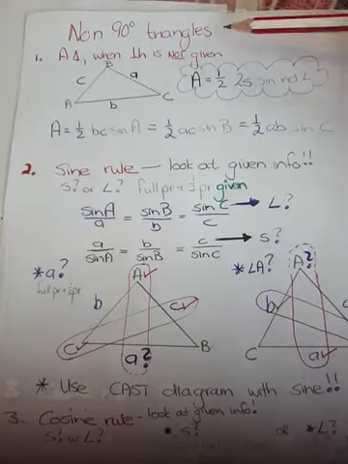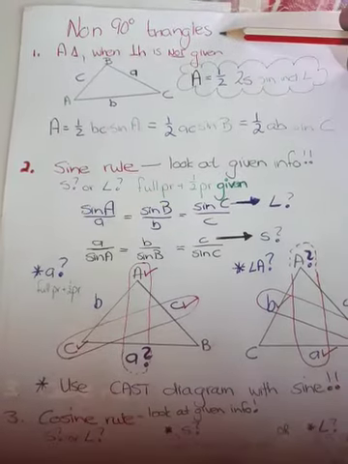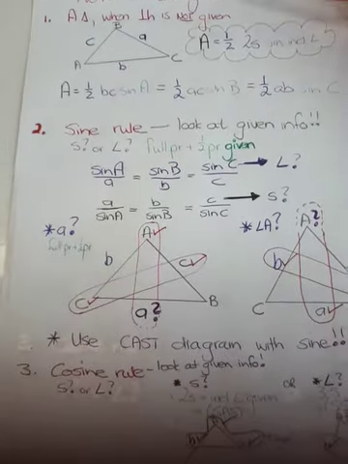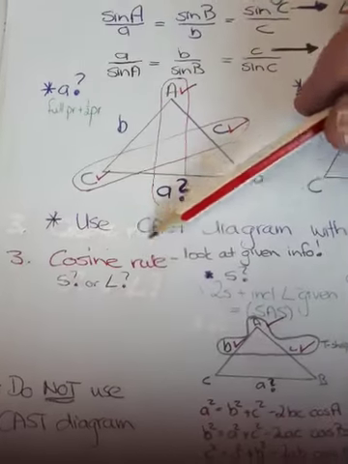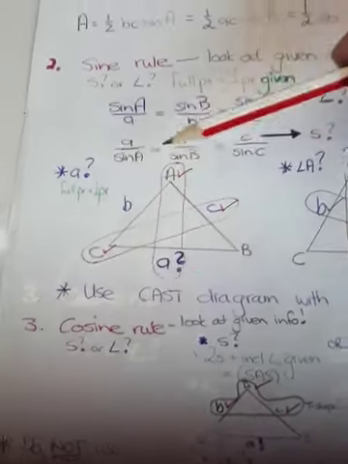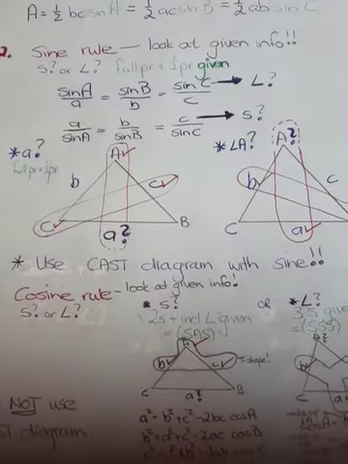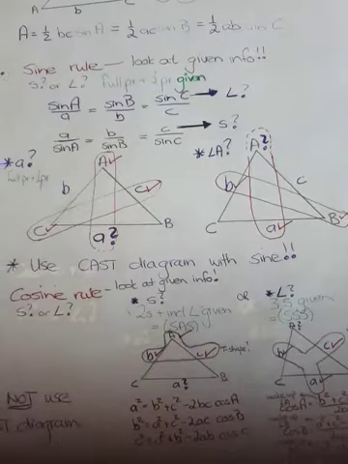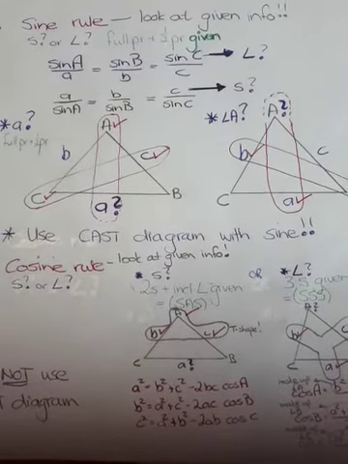This is a video on non-90-degree triangles trigonometry, and it looks specifically at the difference between the sine and the cosine rule. I want to compare those because it's a bit difficult to decide when to use the sine and when to use the cosine rule.